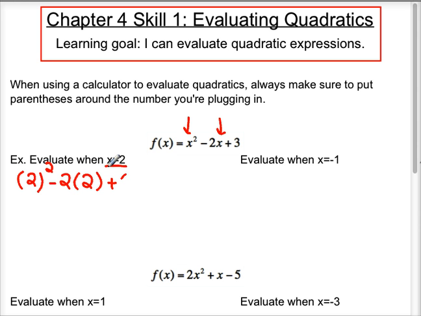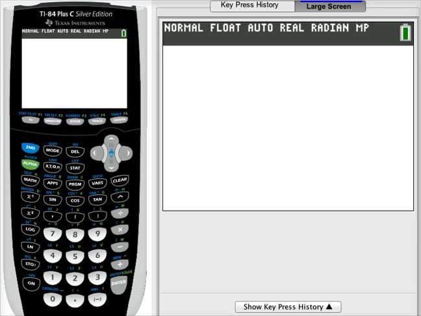So when you type it into the calculator, that is what you should see. Putting parentheses around that 2 that you're putting in and only having that 2 in the parentheses. So what does this look like on a calculator?